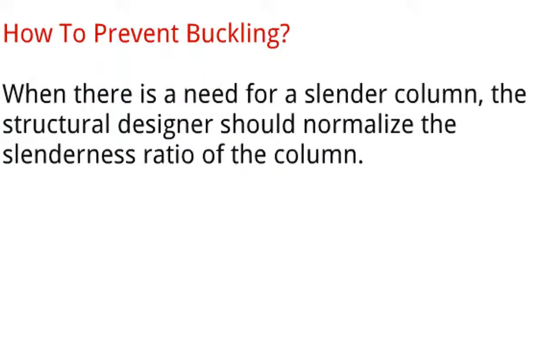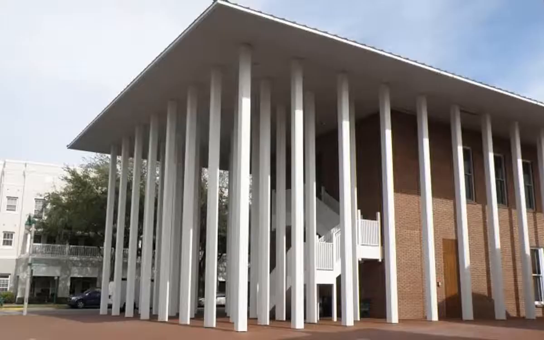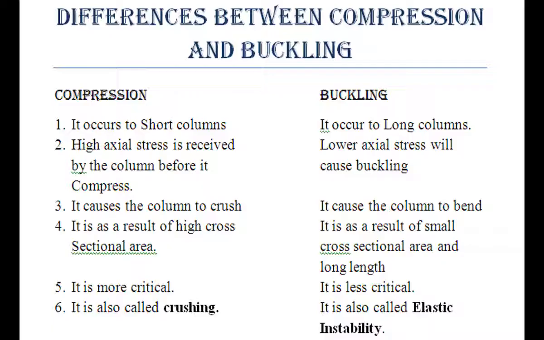How can you prevent buckling? To prevent buckling, a column with a low slenderness should be used. That is, a column whose height is not too much and its cross-section is not too small. That way you can prevent buckling, because the higher the slenderness of the column, the more it is liable to buckle.